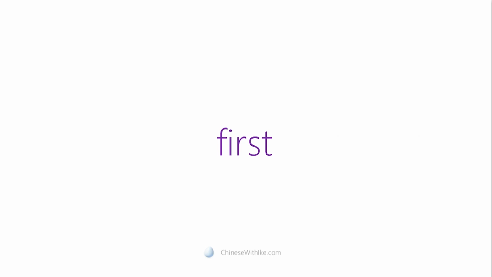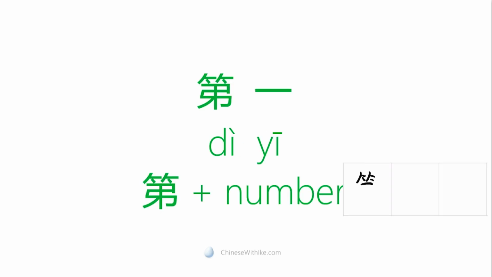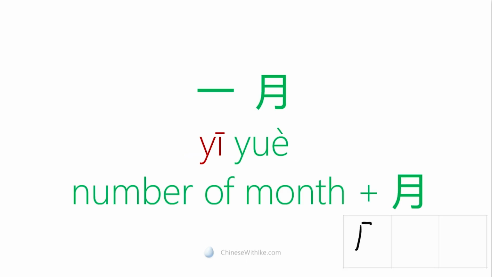The benefit of Chinese is that when you know how to say numbers, you could say a lot of things related to numbers. For example, the word first in Chinese is 第一, 第一. So you just simply use 第 plus number to become an ordinal number. And the word January in Chinese is 一月, 一月. So you could use number of months plus 月 to become a month.